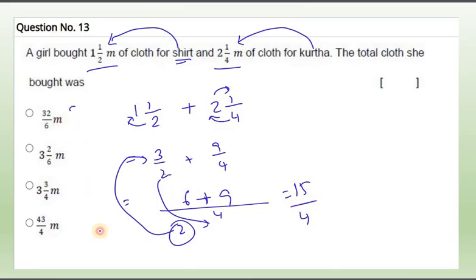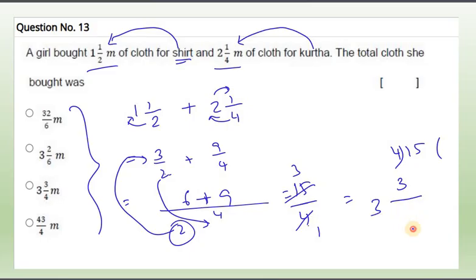But our answer is not like this. So what do we have to do? We have to divide. So how? You can divide like this, or orally also you can do. If you are fast, you can do like 4 1s are, 4 3s are. So 3 will come here. 4 3s are 12. How much is remaining here? 3 is remaining. So the remaining 3 will come on top and the denominator will be 4.